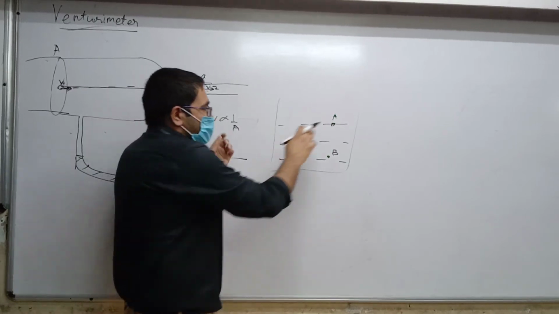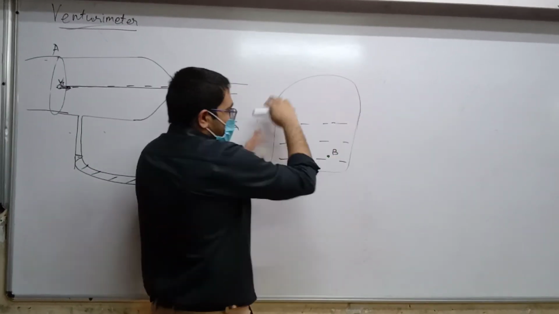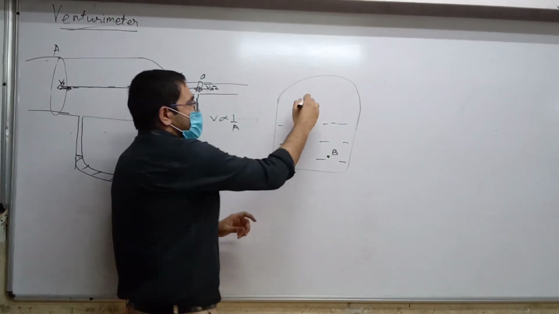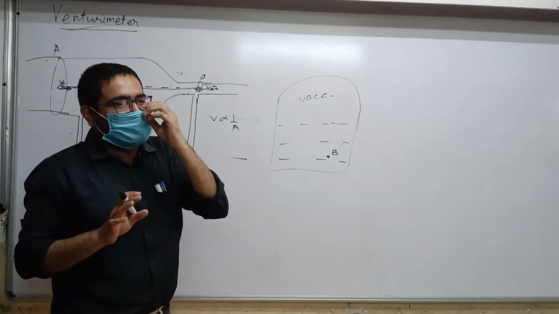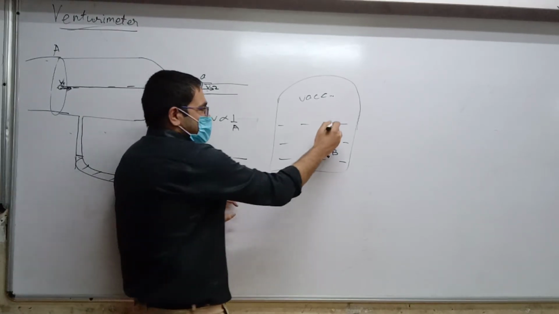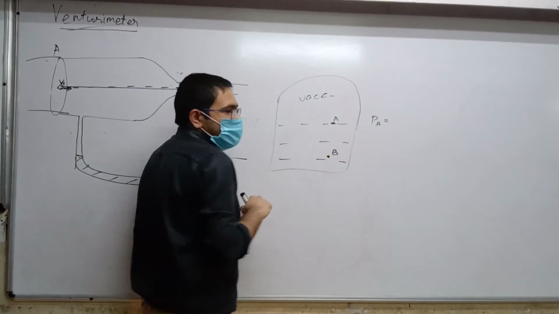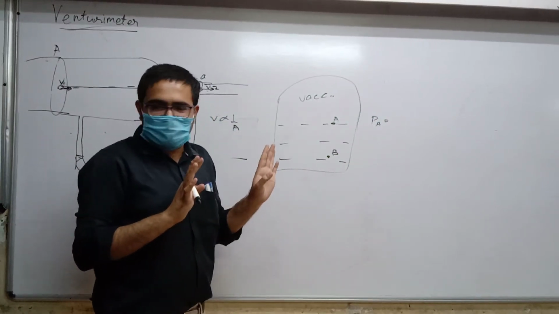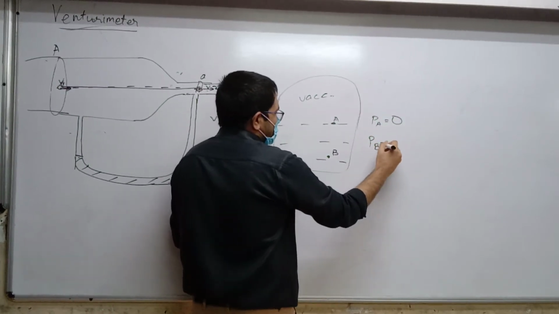Let me give you an example based on this. Okay, listen to this carefully. Suppose this is a closed jar and there is vacuum over here right now. Let's say here is a point A, uppermost part. What's the pressure at A? 0. Okay. In that case, what's the pressure at B?